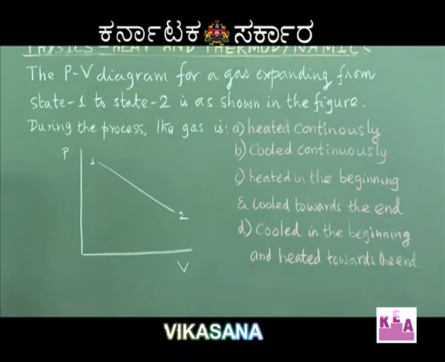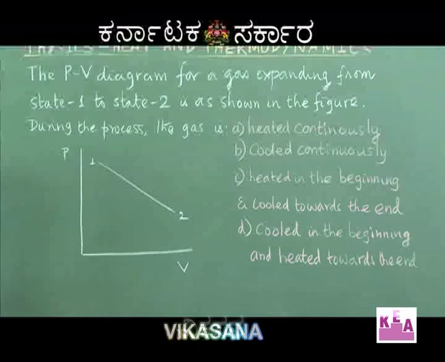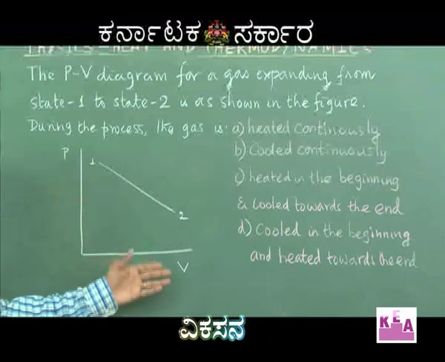Here is the problem. The PV diagram for a gas expanding from state 1 to state 2 is as shown in the figure. During the process, the gas is: option A, heated continuously; B, cooled continuously; C, heated in the beginning and cooled towards the end; D, cooled in the beginning and heated towards the end. Here is the graph, it is a PV diagram.